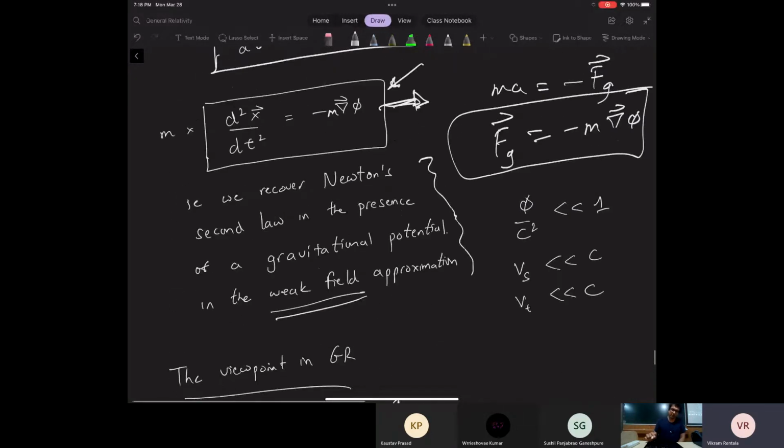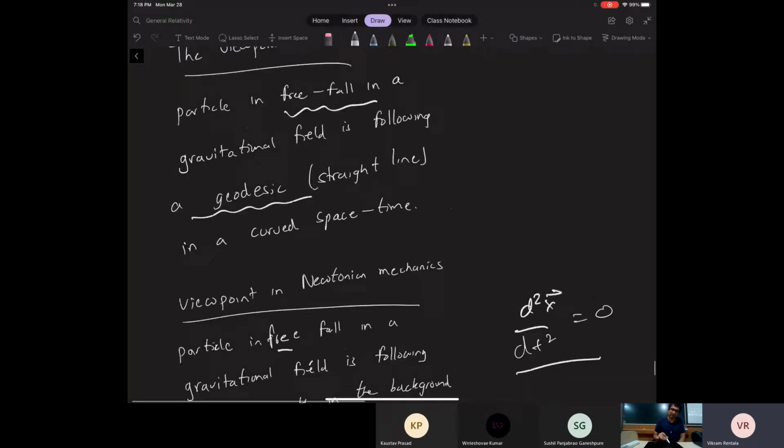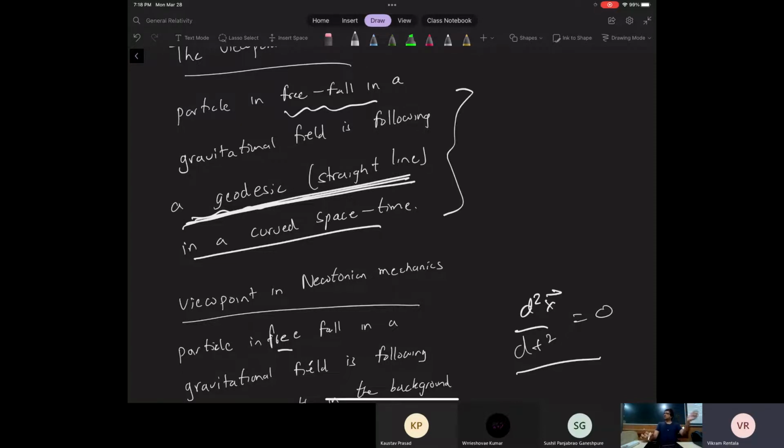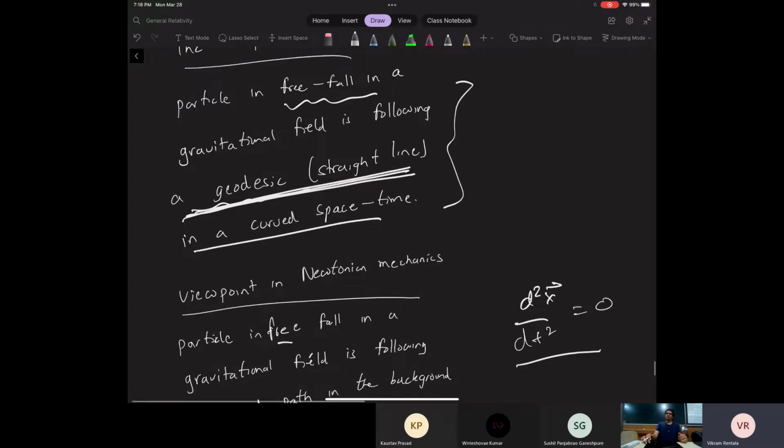So we recovered Newton's second law in the presence of the gravitational field. The point of view that we're taking now is radically different. Even though the equations look the same in this weak field limit, really our interpretation is what has changed. And that is really the big picture: that the particles are just following a straight line in curved space-time. That's the viewpoint in general relativity.